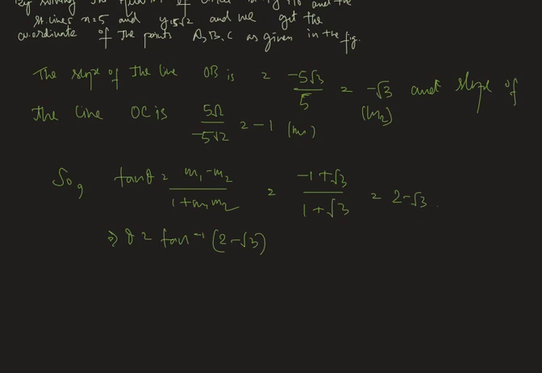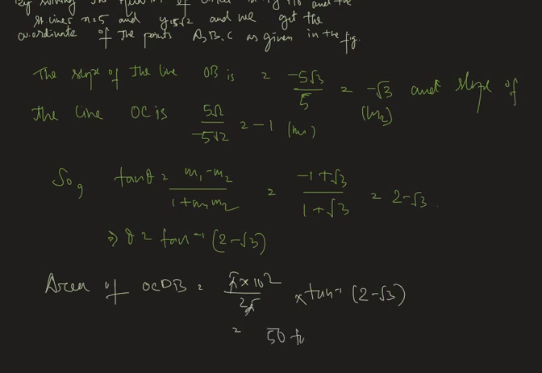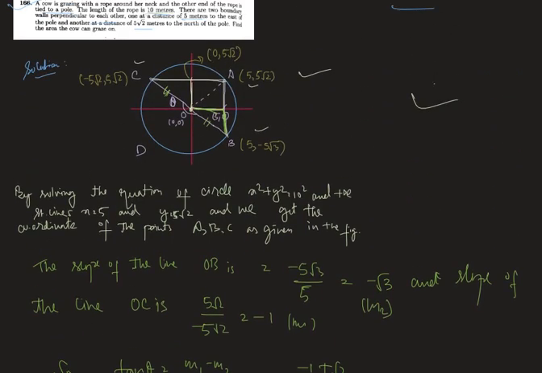Now the area of OCDB is equal to pi r square divided by 2 pi multiplied by tan inverse of 2 minus root 3, and this results in 50 tan inverse of 2 minus root 3. That is the area of OCDB, that is this portion.